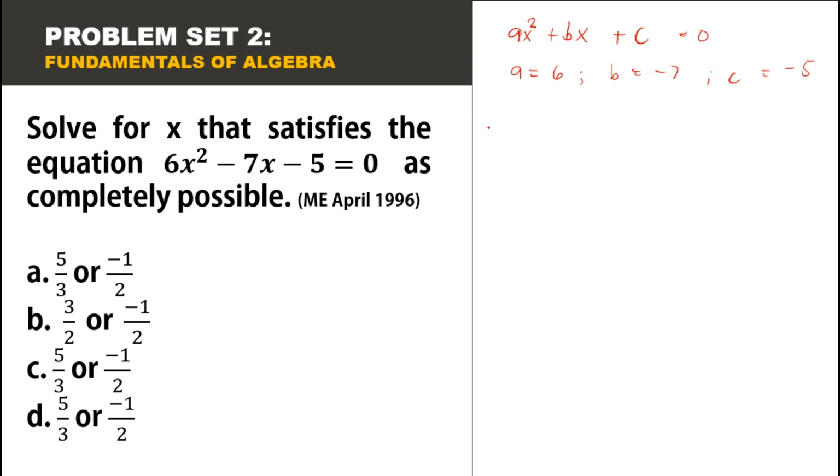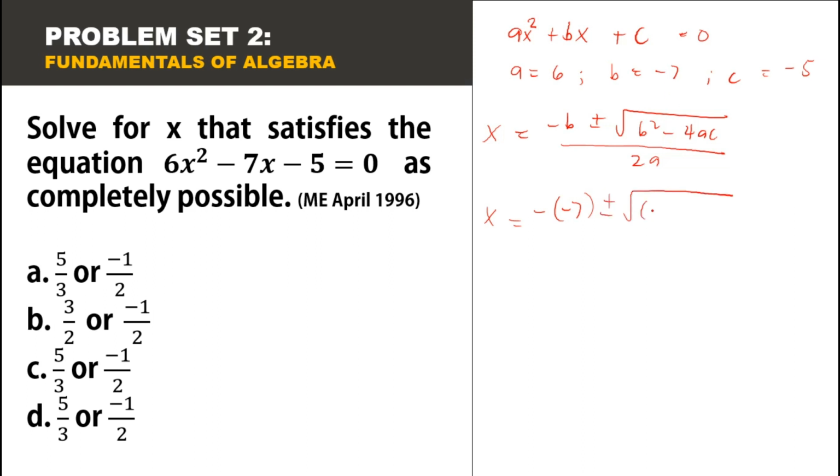So the quadratic formula is given by x equals negative b plus or minus the square root of b squared minus 4ac, over 2a. For b, you have negative 7, so negative times b is negative 7. And the square root here, that's why you have plus or minus: plus or minus the square root of b squared, that is negative 7 squared, minus 4 times a, which is 6, and c is negative 5, over 2 times a, that is 6.